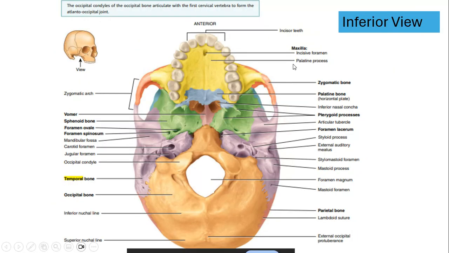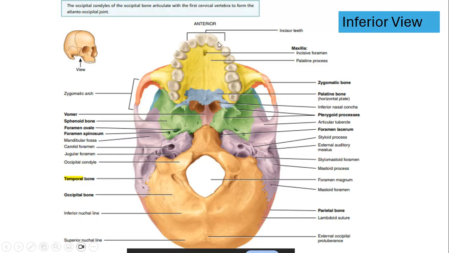Let's look at the inferior view. Let's say you have a skull in your hand. You're looking at it from down, like this. The occipital condyles of the occipital bone articulate with the first cervical vertebra to form the atlanto-occipital joint. Right here, it gets stuck. That's where it is.